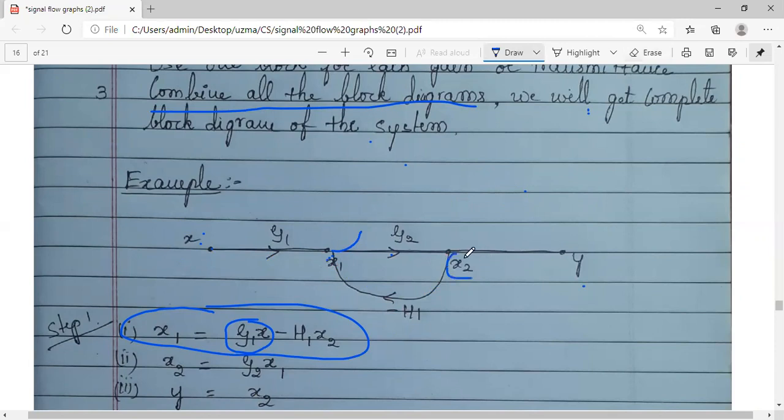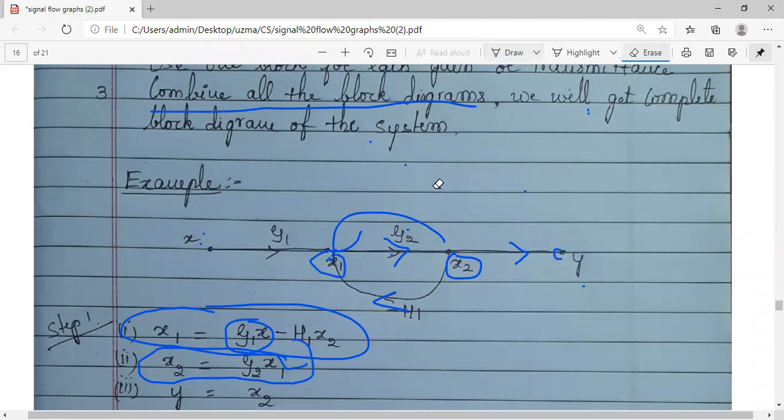Then coming to x2, how many signals are coming towards x2? See, there is only one. Assume this is the direction, forward path. So there is only one signal coming from x1 to x2, no other. This is a reverse path. So only one signal, that too from x1, and the gain value is G2. So x2 is equal to x1 into G2. This is your second equation.